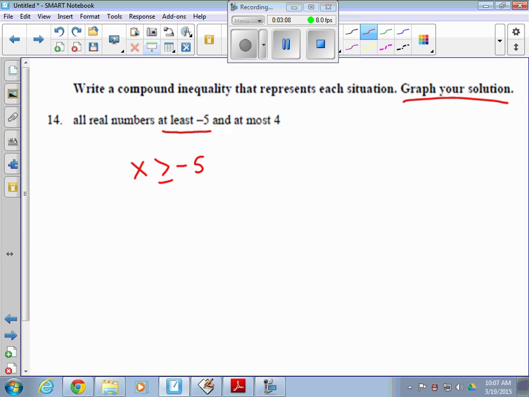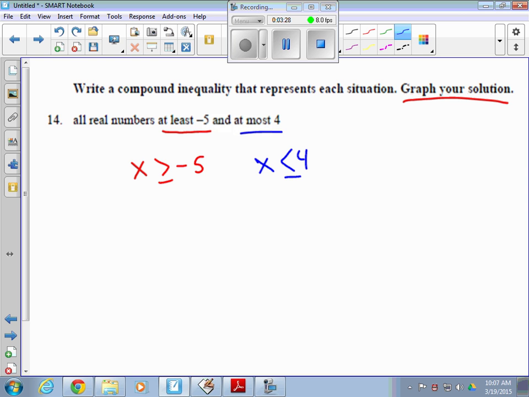The other one says at most 4. So you're going to do the same thing, x and 4. At most, you know that number can't be bigger than 4. So in this case, the x has to be the smaller value. But it can be 4. So it's or equal to.